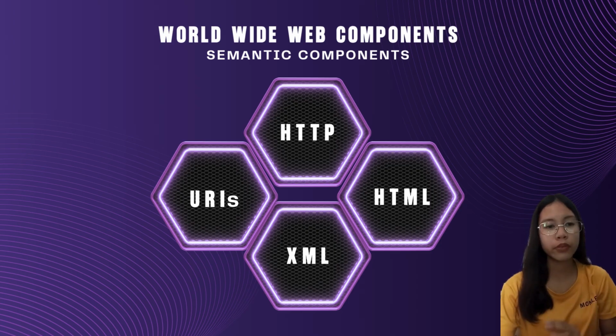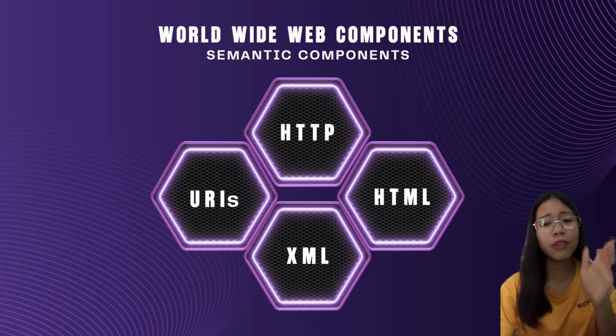The semantic components of the World Wide Web give meaning and structure to web information. While the structural components, like browsers, servers, and the internet, make the web function physically, the semantic components define how data is presented, transferred, and identified in a meaningful and understandable way, for both humans and computers.